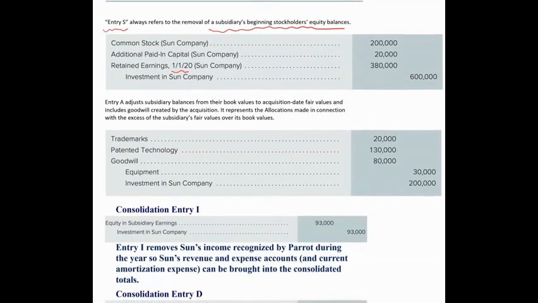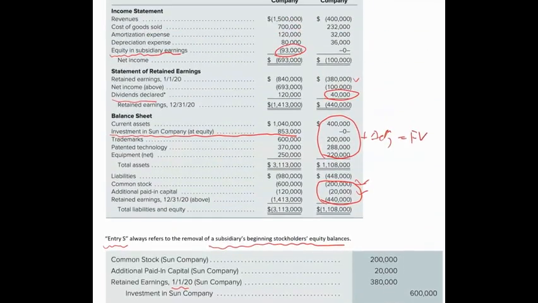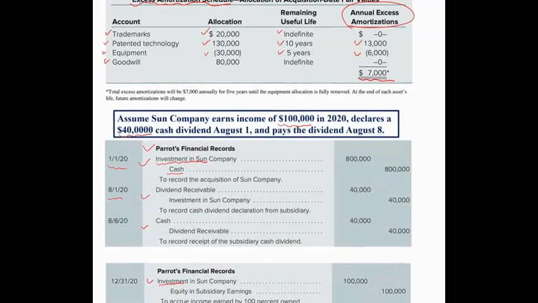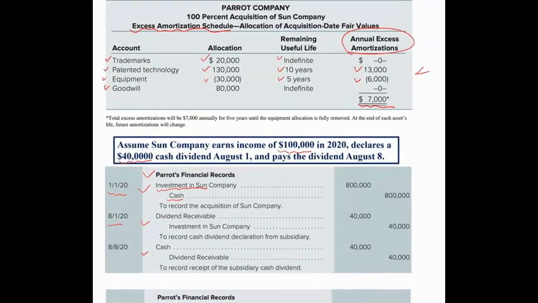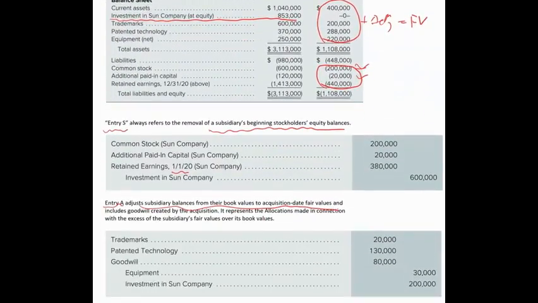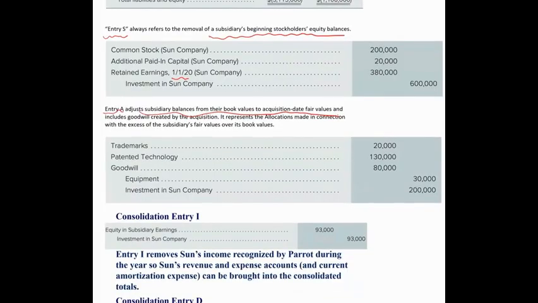Okay, so the next one is entry A. Entry A is to adjust the subsidiary's balance from its book value to the acquisition date fair value, and based on this schedule, which means we need to use this schedule. So we debit those undervalued assets, like trademark and patent technology, and recognize goodwill, and credit the overvalued equipment, and then the difference is the plug-in number. So the difference goes to this investment account.